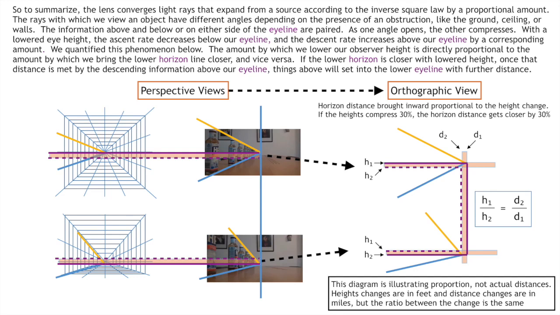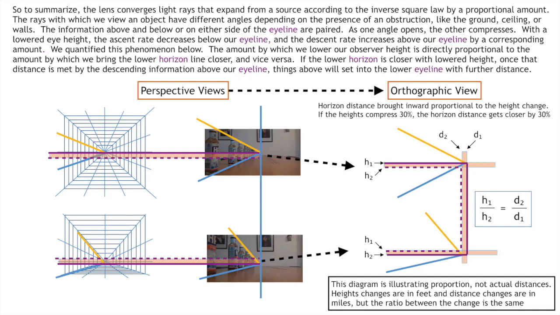So we compress them depending on our distance away from a tangible object. In other words, if we are close to the floor, we are viewing an object through more and more compressed angles. If we are close to a wall, the same thing happens. And likewise, if we are close to the floor, the angles that are paired to the ceiling above are now more open and more expanded than the compressed angles below. Same thing with the walls. So again, the information above and below or on either side of the eye line are paired, and as one angle opens, the other compresses.